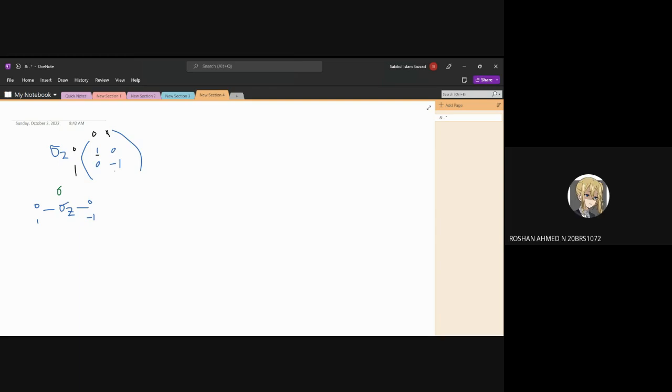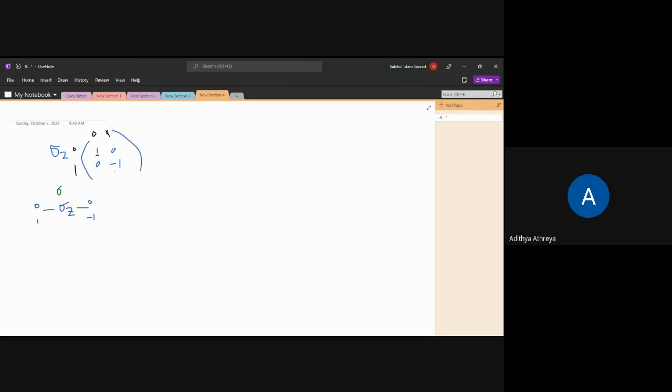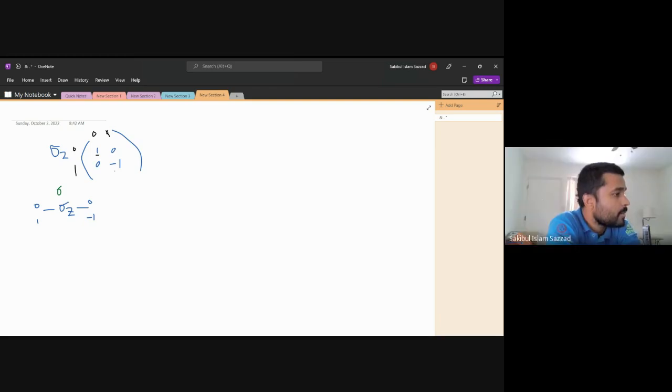Superpositioning. Any other? Sir, when you visualize in a Bloch sphere, you can define the state of one qubit or multiple qubits together by the phase along the z-axis. Okay. Any other?